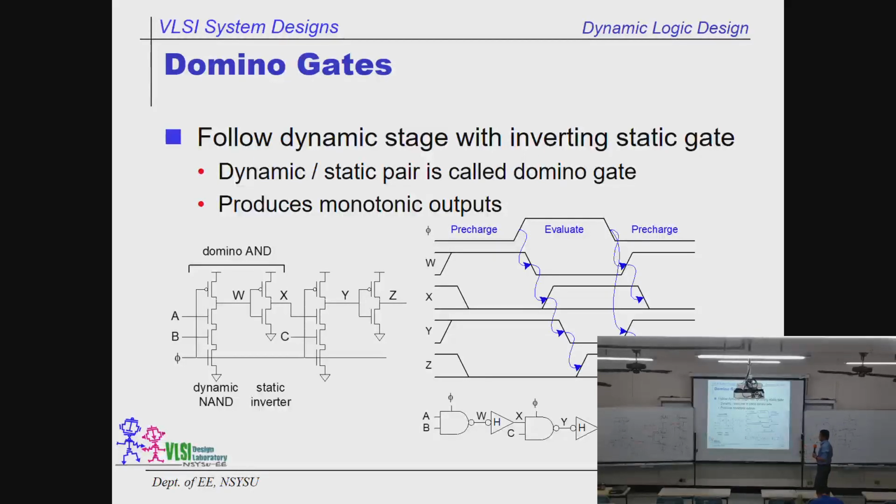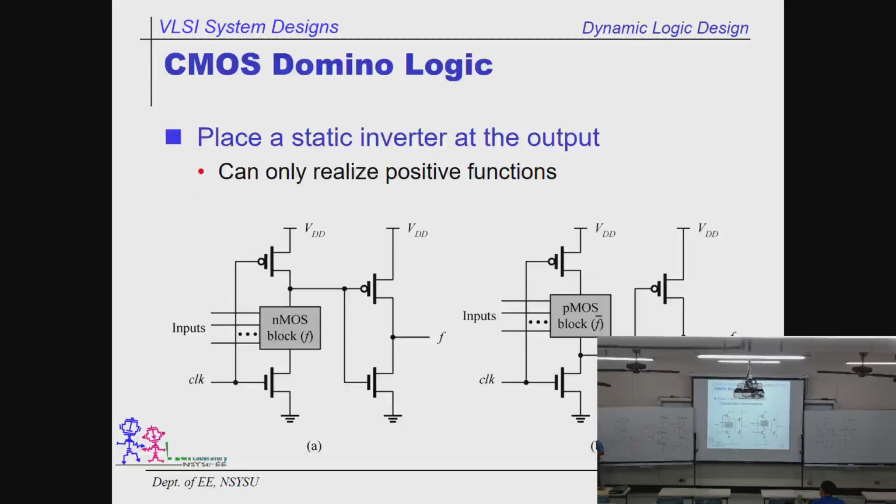So this is domino. It's not an advertisement for the pizza, but this one works just fine. I guarantee that it works because a lot of my previous graduate students have realized this one. So this is the generic format. It's called a dynamic logic, domino logic.